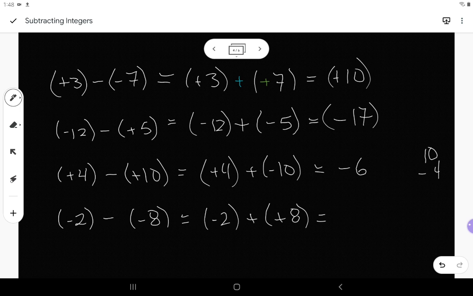I still have different signs for my addition. Okay, I've got a negative and a positive being added together. There are more positives in this case than there are negatives. That means there will be positives left over. The difference between 8 and 2, 8 minus 2, gives me 6. So in this one I have positive 6.